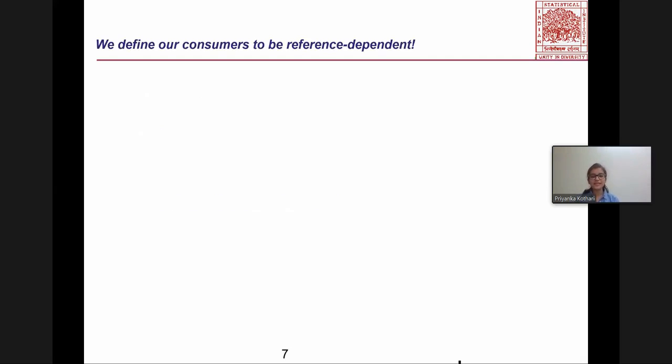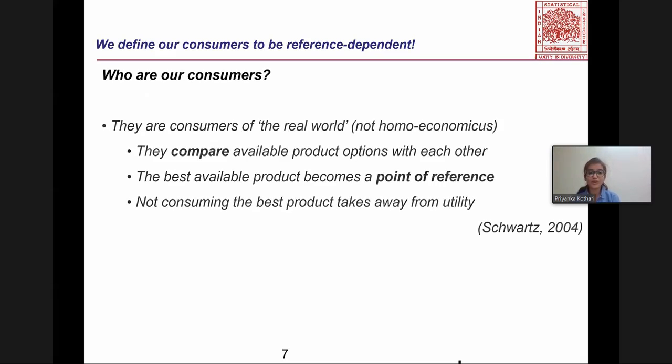So firstly, let's define who our consumers are in this structure. Our consumers are real consumers, real-world consumers. They are not homo economicus. They tend to compare all the product options that they have, and they take the best product as the reference point. And if they don't consume the best product, they get a sense of loss, or it takes away from their utility.